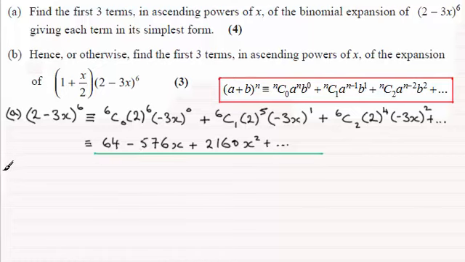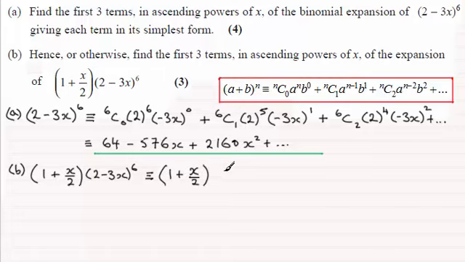Move on now to part B, which uses this part that we've just worked out. We've got hence here, so it's suggesting that we should be using this expansion. So we've got to work out the first three terms in this expansion here. I'll just copy it down. First of all, we've got 1 plus x over 2 multiplied with the 2 minus 3x all to the power 6. And this is identical to, well, it's going to be 1 plus x over 2 multiplied by all of this expression here.